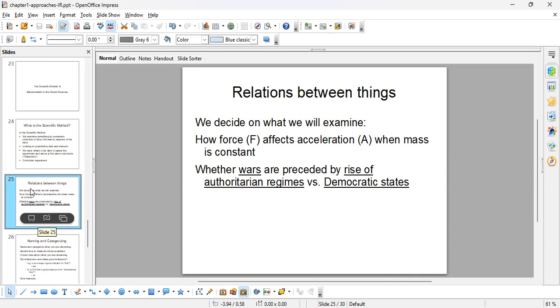Now try an example from political science. We might want to see if wars are preceded by the rise of authoritarian regimes, or whether they also occur or are initiated by democratic states, or regimes.